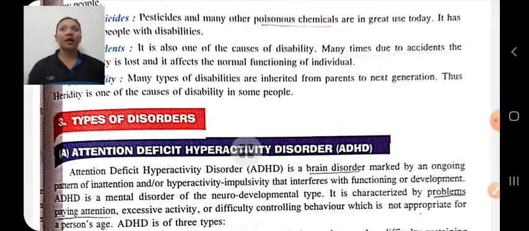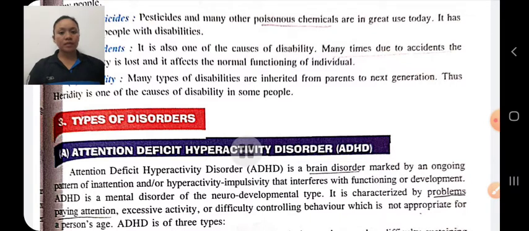For example, eye disorders. Disorders are a disturbance that affects the daily activity of an individual. Eye disorder means eye weakness. Due to eye weakness, his daily life is affected. He is not able to see properly. If he does not get treatment for the eye, this disorder changes into disability. He becomes completely blind. And if a disorder changes into disability, then it can't be cured.